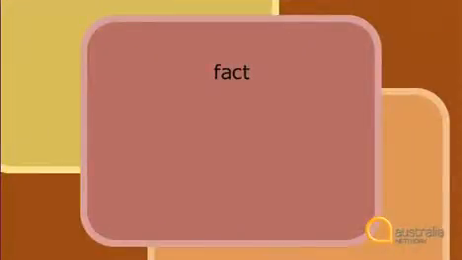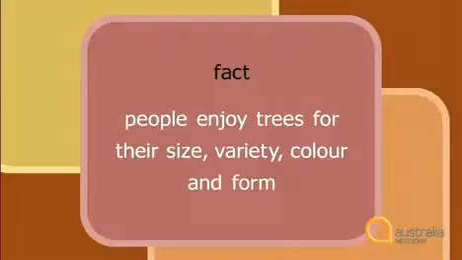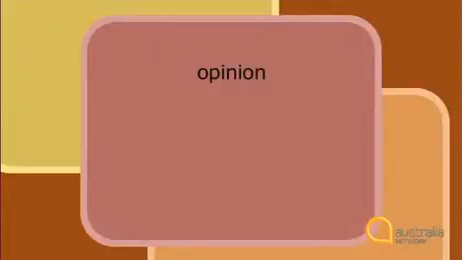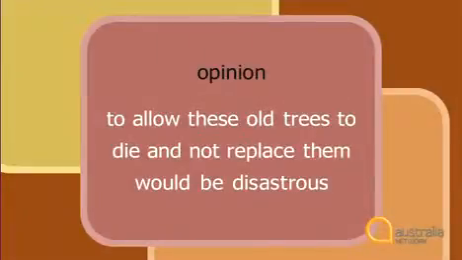John is discussing the problems of old trees in Melbourne. He begins with a statement of fact. People enjoy trees for their size, variety, colour and form. He follows this statement with an opinion. To allow these old trees to die and not replace them would be disastrous.